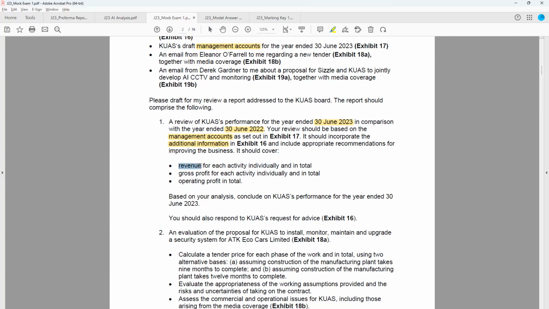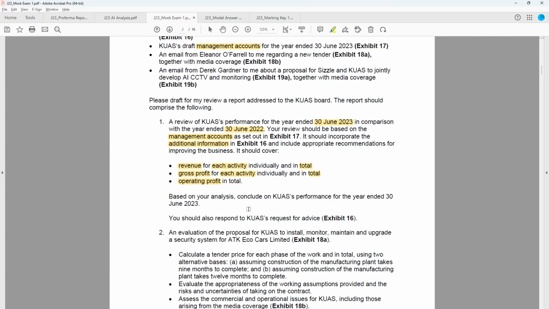So revenue, as has always been the case in every case study exam, for each activity individually and in total. So we're looking at the whole business, so we'll do the total numbers and for each activity. Then we've got gross profit again for each activity and in total. And then we've got operating profit in total, because of course we don't have that split out by activity.